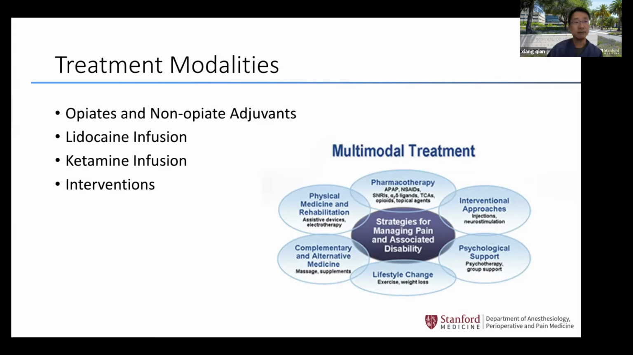I don't have time for the opioids and non-opioid adjuvants today, but I will spend a few minutes to talk about lidocaine infusion and ketamine infusion, which you as surgeons are probably already very familiar with. When I'm on acute pain, the acute pain service will provide those 2 infusions for your challenging patients who suffer severe pain after surgery.